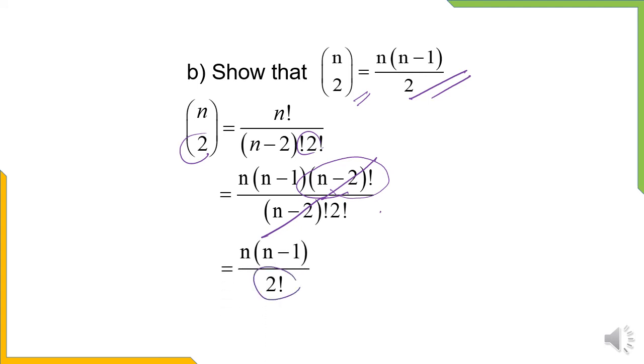So what is 2 factorial? 2 multiplied by 1, which is equal to 2. So we have the result n multiplied by (n minus 1) divided by 2.